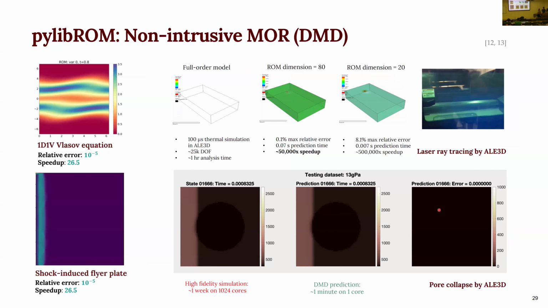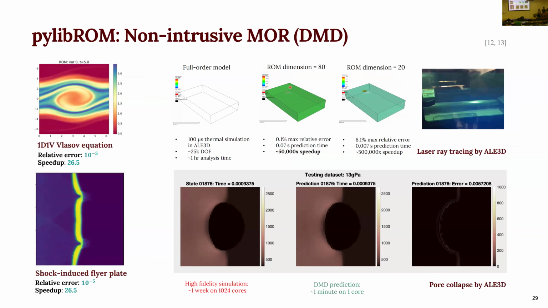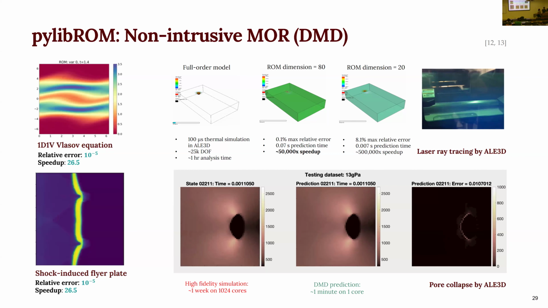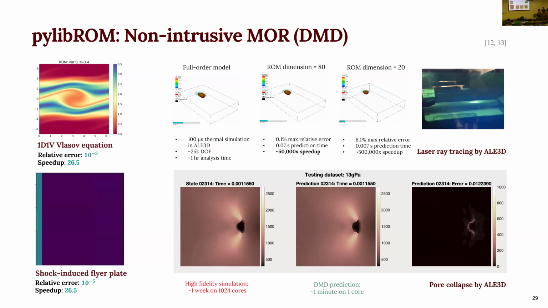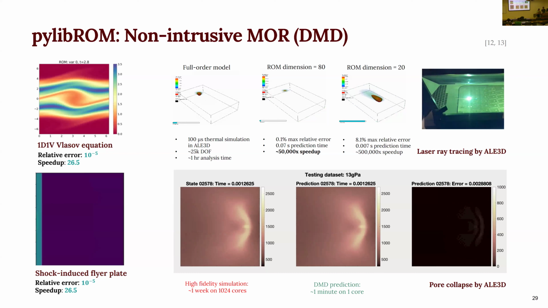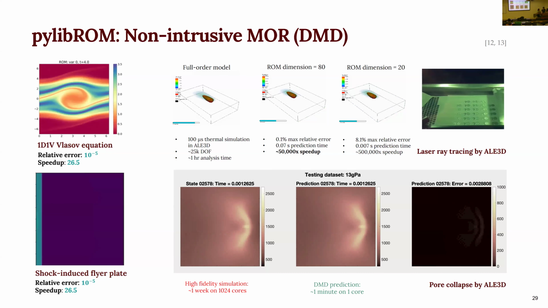This slide shows the non-intrusive model order reduction capabilities of pylibROM. The examples shown here are based on DMD, which we will discuss in the last session. This is one of the leading non-intrusive modeling approaches. For computationally demanding applications, DMD can be very beneficial. One such application is additive manufacturing.